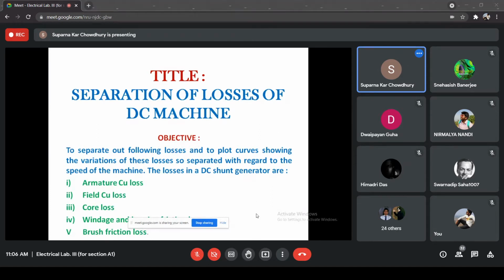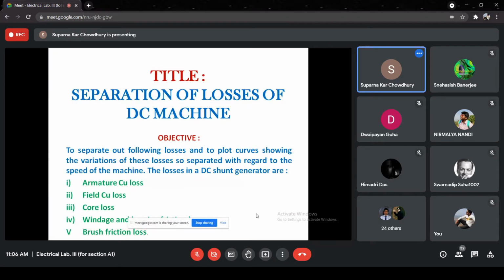Okay, we will discuss separation of loss of DC machine today. Now, the objective of the experiment is to separate the different losses of a DC shunt machine. Actually, what happens for electrical machines, there will be different types of losses, and these losses manifest themselves as heat, and also that affects the efficiency of the machine.